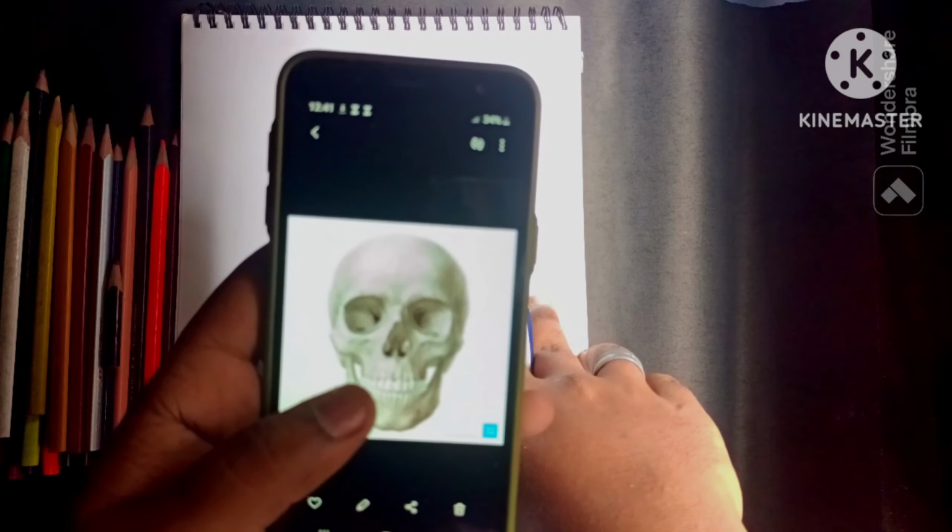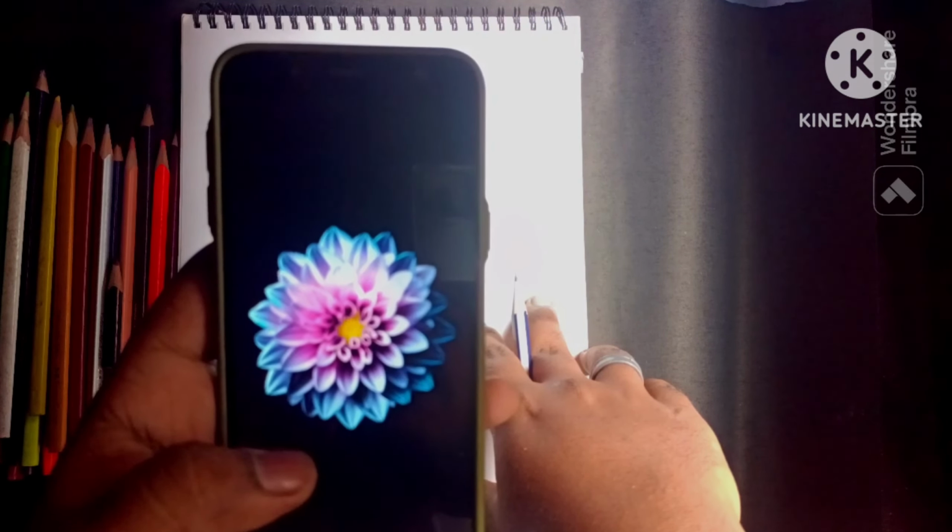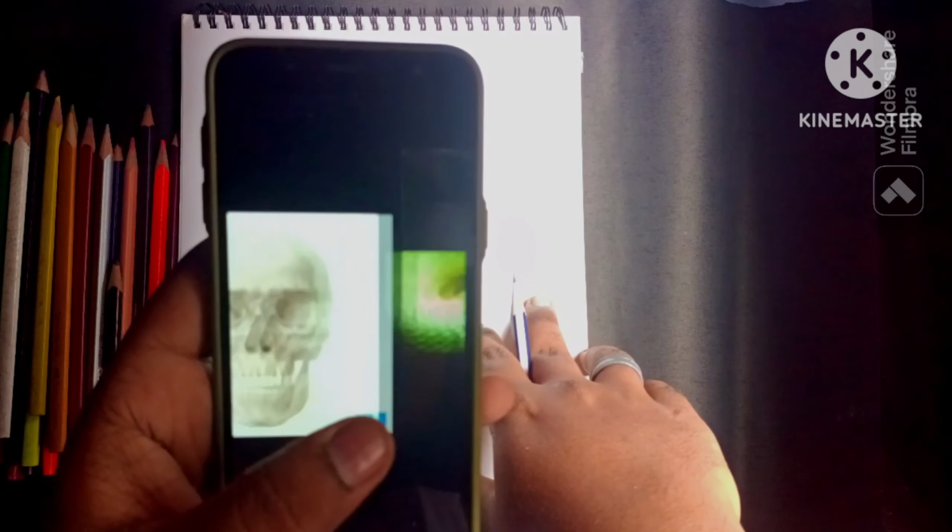So the first one is a human skull, and the second one is a snake, and the last one is a flower. So I am going to draw those 3 images in 1 drawing.